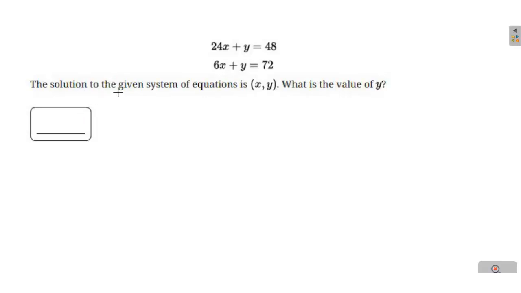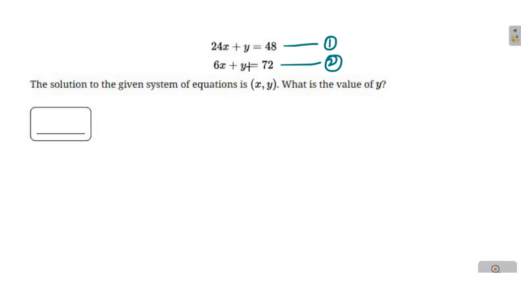So the question is: the solution to the given system of equations is (x, y). What is the value of y? Let this be equation 1 and let this be equation 2. There are two ways by which we can solve this problem. We can either solve it by the substitution method or by the elimination method, but in this case I'm going to be using elimination. Why am I using elimination?